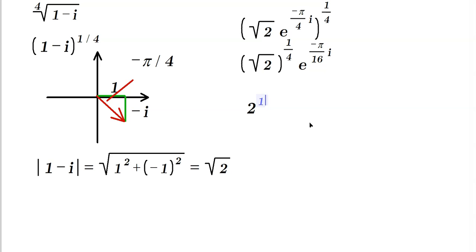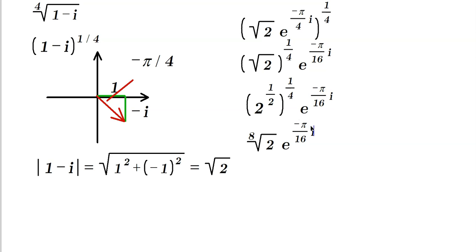Now we can clean things up a little bit more. It's going to be 2 raised to the 1/2, that whole thing raised to the 1/4 this way, see? And then e raised to that negative pi over 16i. So in other words, we're going to have the 8th root of 2 times e raised to the negative pi over 16i. And that's the exponential form of the number.